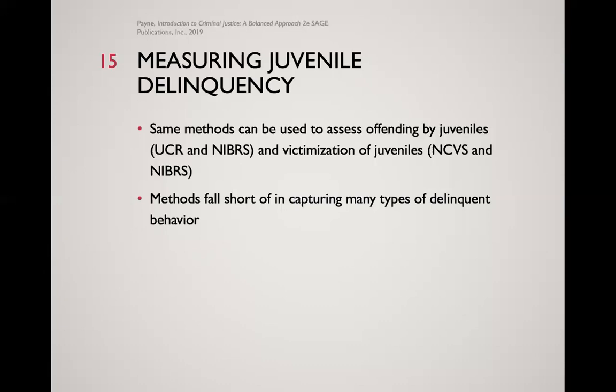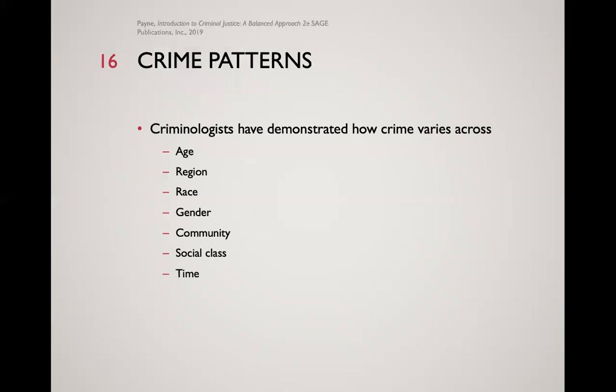Many methods fall short in capturing many types of delinquent behavior because there are different crimes for delinquents as there are for adults. Those are called status offenses. For example, truancy is not going to school. You can't arrest an adult for doing that because it's not mandatory that an adult goes to school, right? So one of the things that is not going to be covered in the UCR is something like truancy. So we're going to move on. We're going to go to crime patterns.